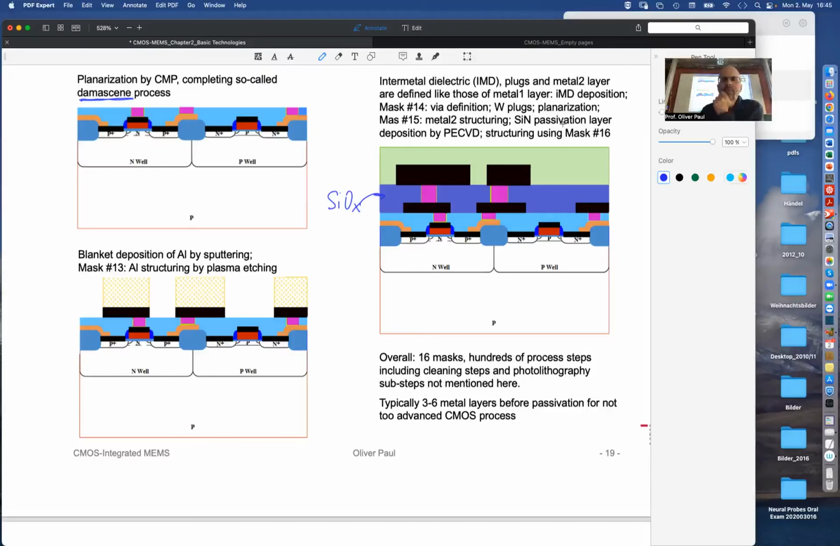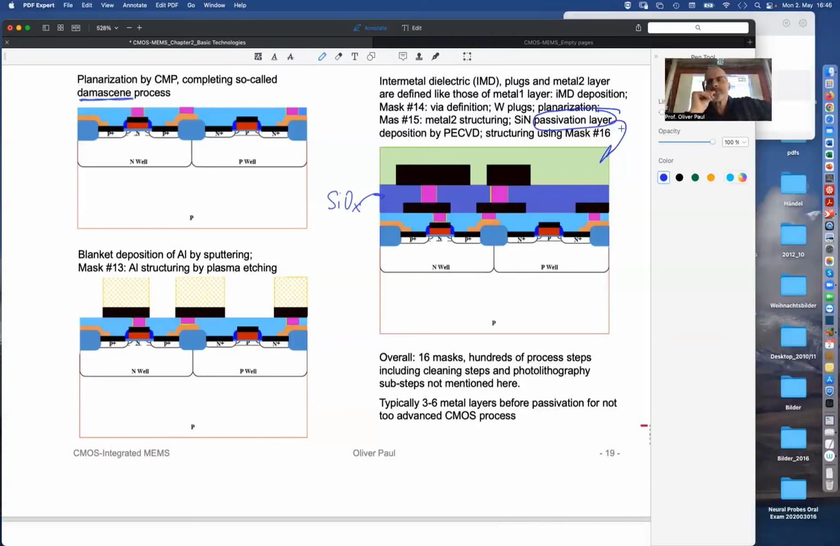And so after this second metallization deposition, what is deposited is the so-called passivation layer. And that is usually not a silicon oxide, it's a silicon nitride, or silicon oxynitride, or a sandwich of layers. Because silicon nitride is chemically more inert than silicon oxide, it's mechanically harder, it's less permeable to humidity, so it protects, it passivates the chip against the harsh outer environment.